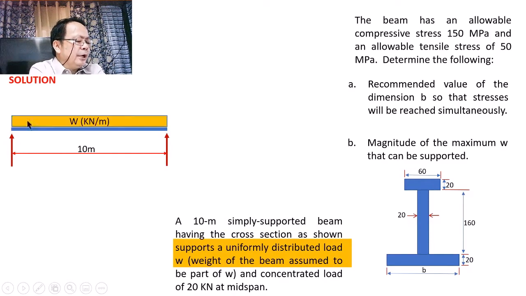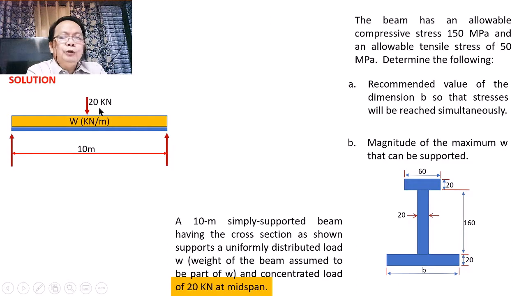So there is now a uniformly distributed load of W expressed in kilonewton per meter and a concentrated load of 20 kilonewton at midspan of the beam. And because this is simply supported, we shall be having a reaction at the left and a reaction at the right, and we call these R sub 1 and R sub 2.